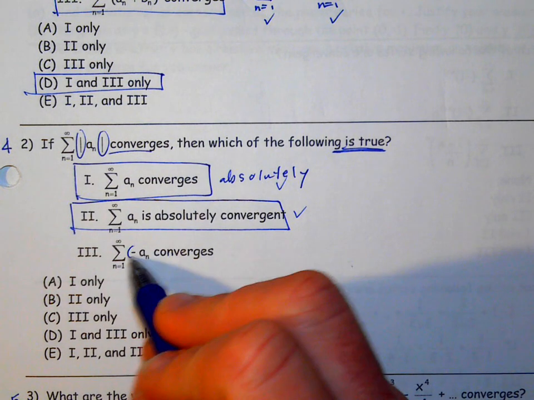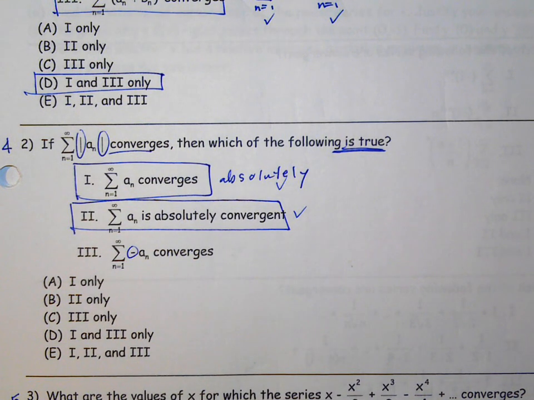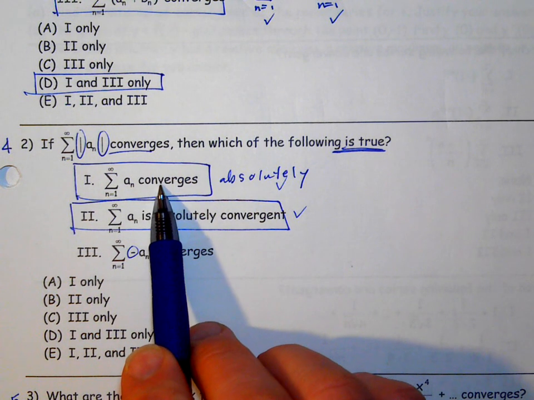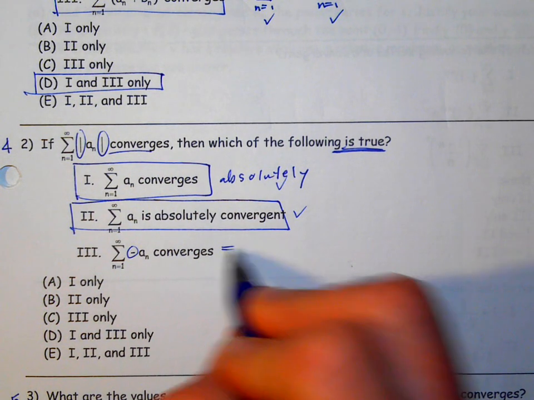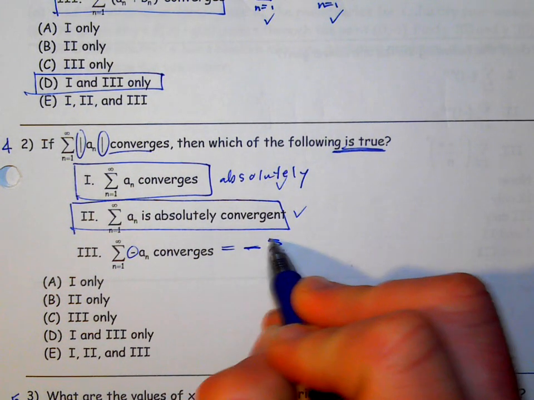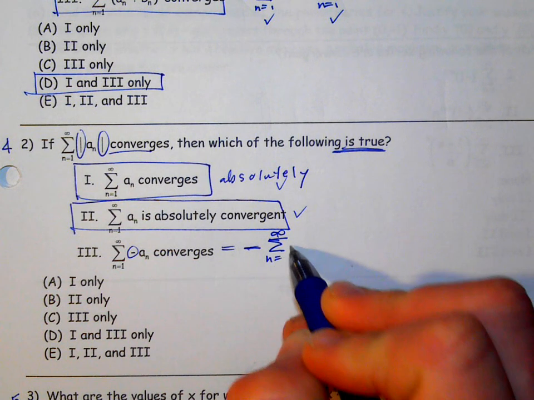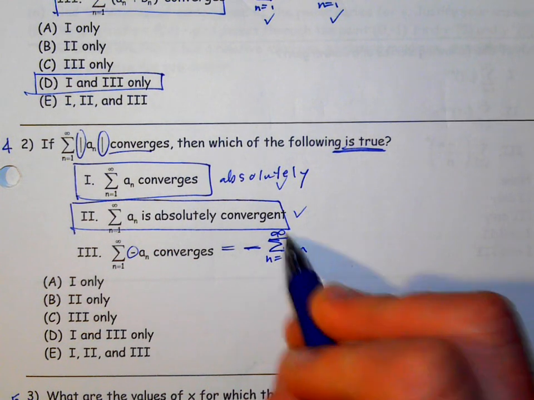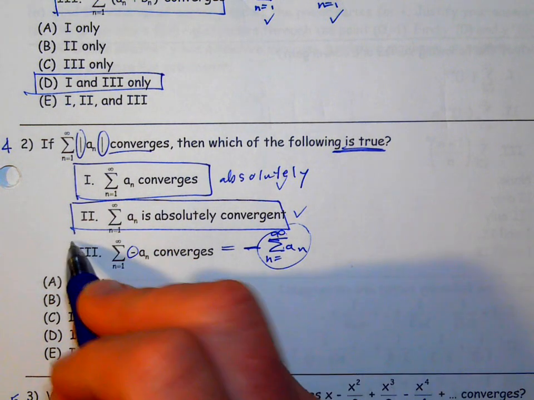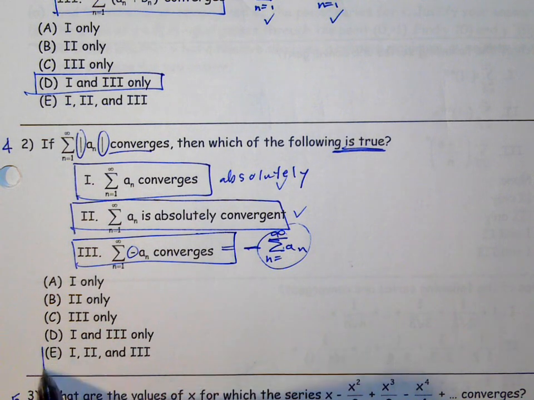If we put a negative in front, it's going to converge to the same thing that this converges to, but it's going to give you the opposite answer. In fact, we're able to do this. If that makes it better, this converges and it's just going to be negative. So they're all true. 1, 2, and 3.